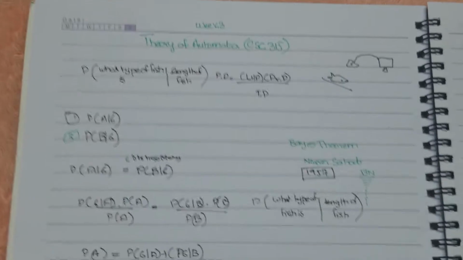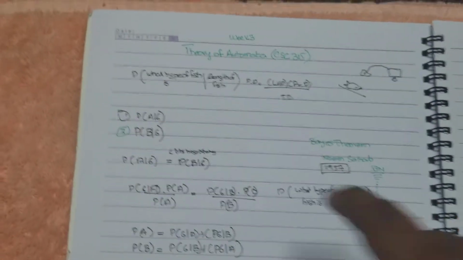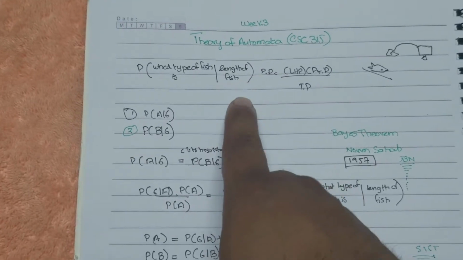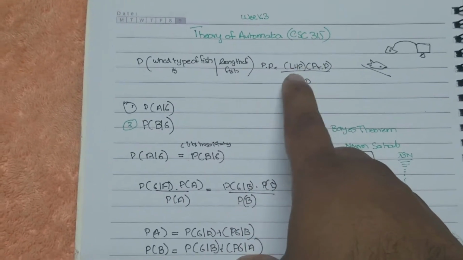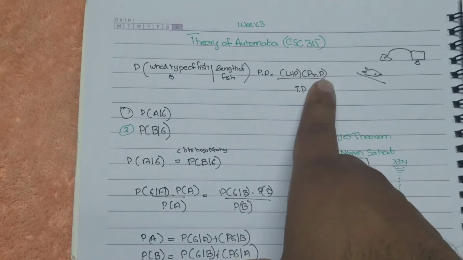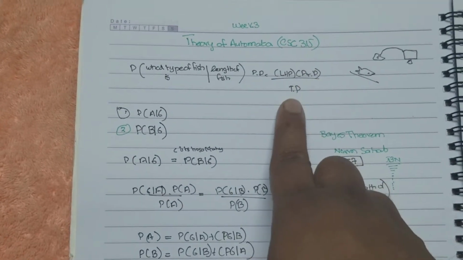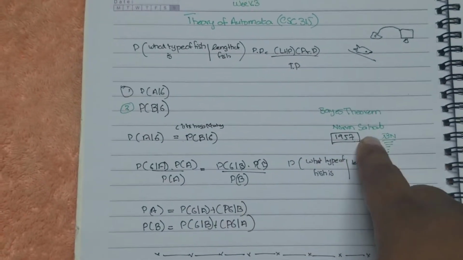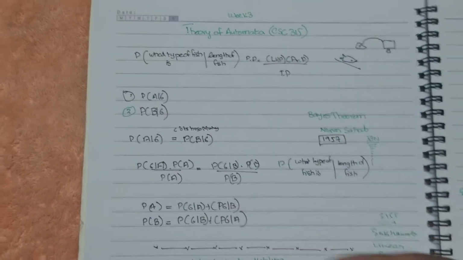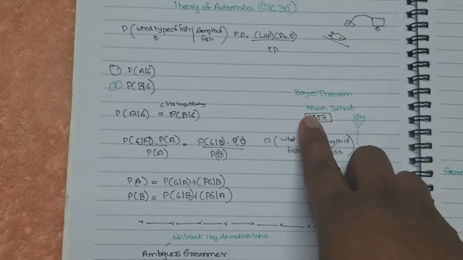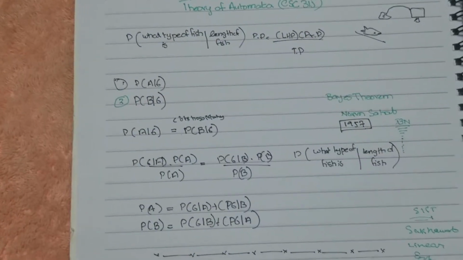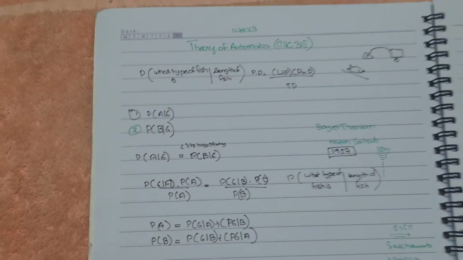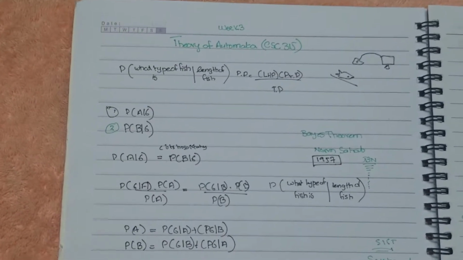So in our last class, we learned that we have this formula over here: what type of fish it is and length of fish. So the length of fish is multiplied by the prior probability over the total probability. This is speech recognition. A person known as Mr. Norm presented this idea in 1957, which is still used in speech recognition to this date.